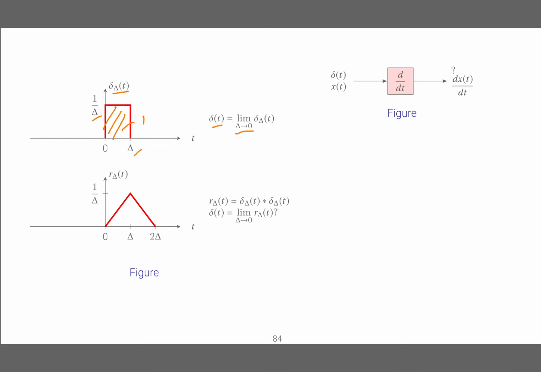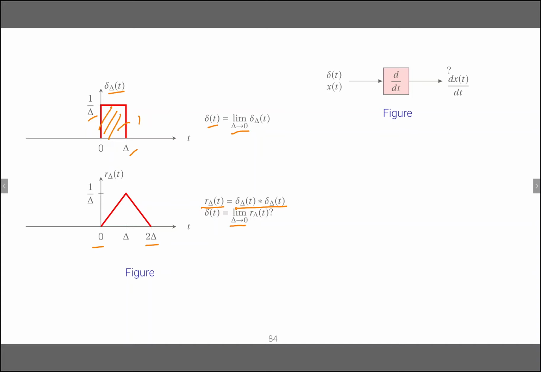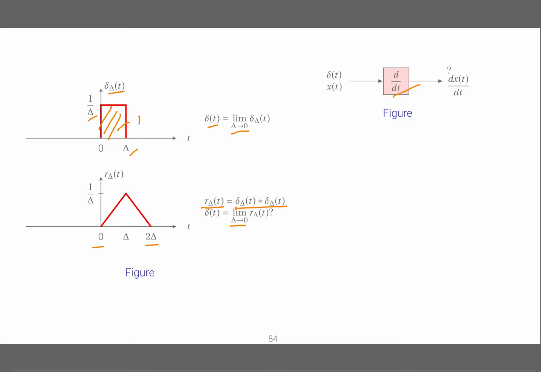If you convolve two of these, you get a triangle. I will not convolve this; you can convolve it on your own and find that it starts from 0 and goes up until 2 delta. So the question is, when you take the limit to 0, does it give you delta(t)? Actually it does. But we need to have operational definitions for some of these things, for example if you take d by dt.